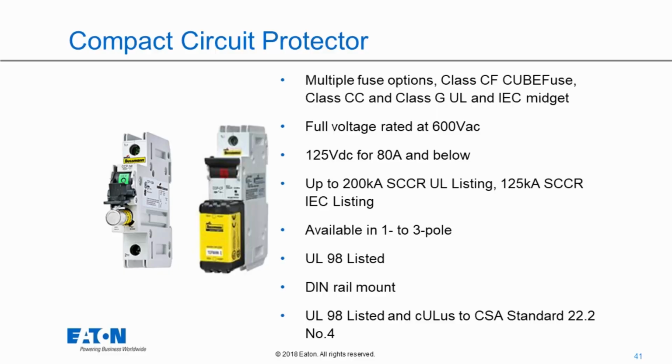All these are 200,000 amp rated. They're available in 1 to 3 pole. They're UL 98 listed, DIN rail mount. It's a very nice compact device, and these go up to 200 amps at this point with our cube fuse.